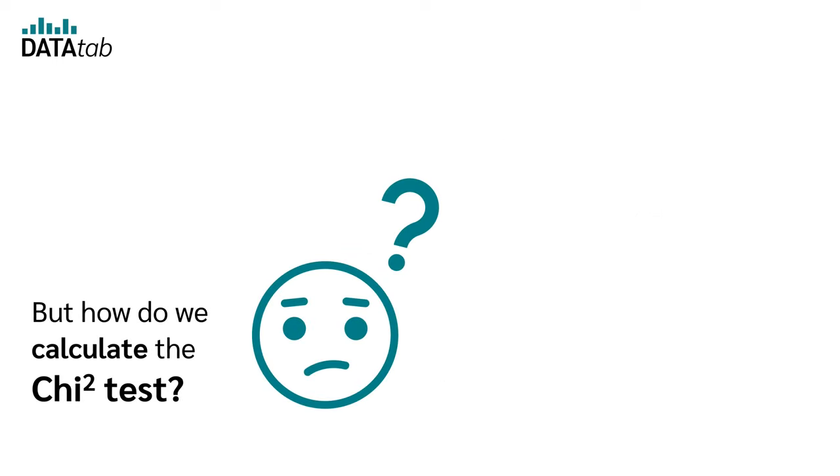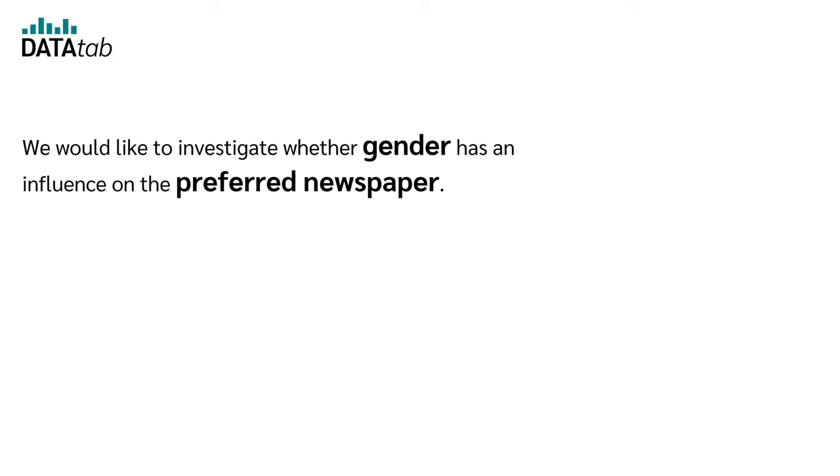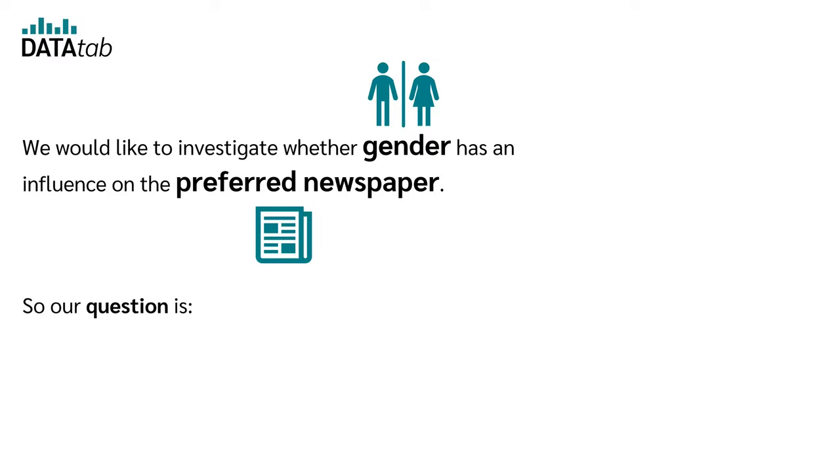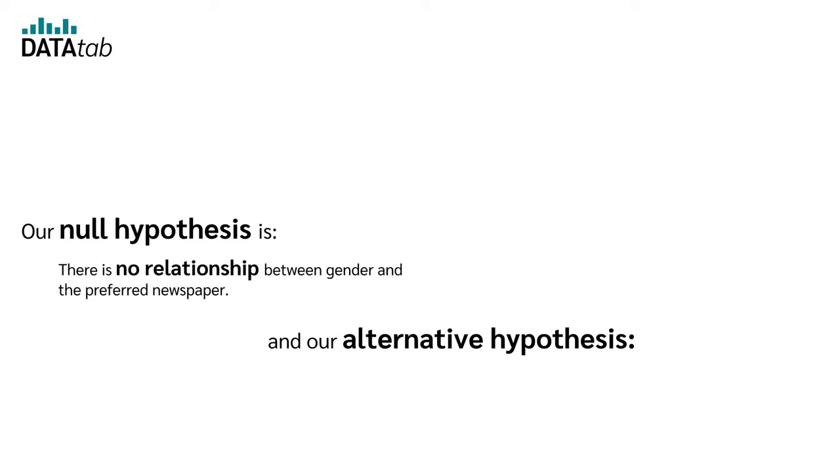But how do we calculate the chi-square test? Let's go through that with an example. We would like to investigate whether gender has an influence on the preferred newspaper. So our question is: is there a relationship between gender and the preferred newspaper? Our null hypothesis is there is no relationship between gender and the preferred newspaper. And our alternative hypothesis is there is a relationship between gender and the preferred newspaper.